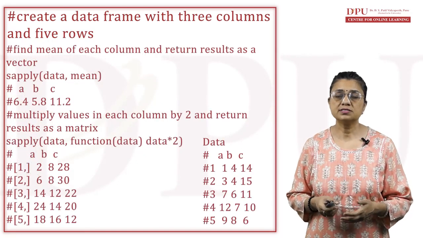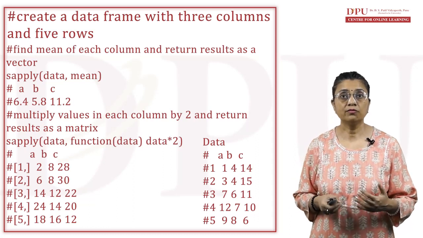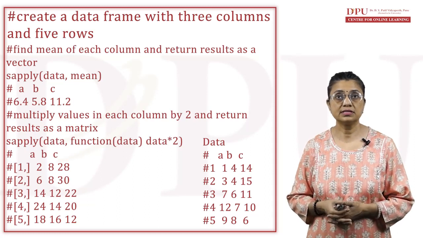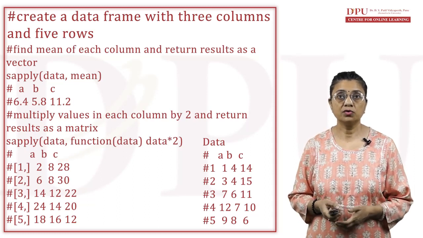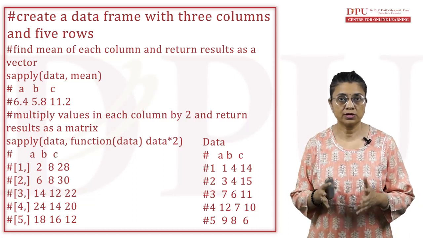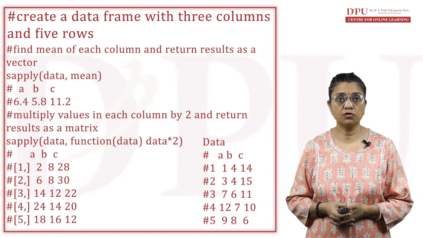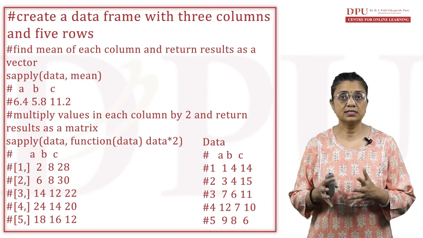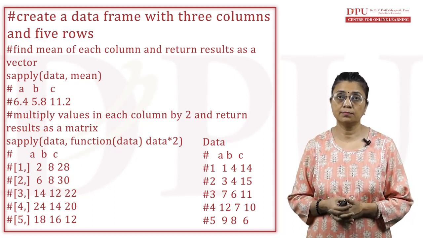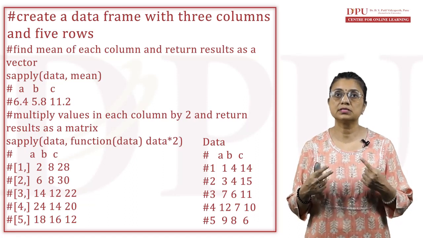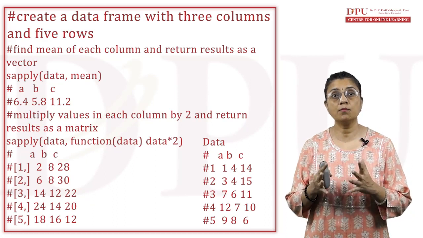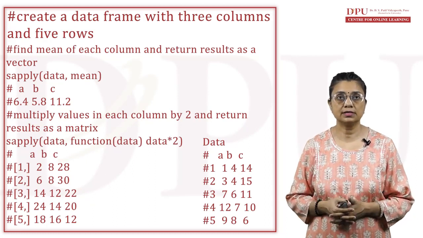Now, considering that data, I want to find the mean of each column and return the results as a vector. So now you can see on the bottom right corner the data which is there for you all to understand. That is the data. And now I want the mean of each column, but I want to return the result as a vector. I want the mean of A, B and C in the form of a vector and not as a list.